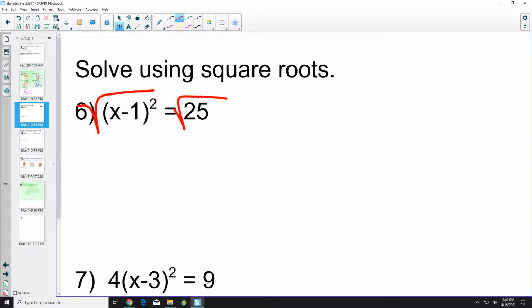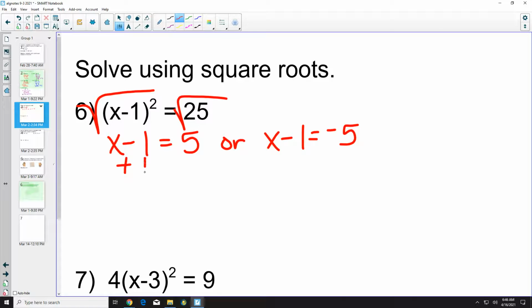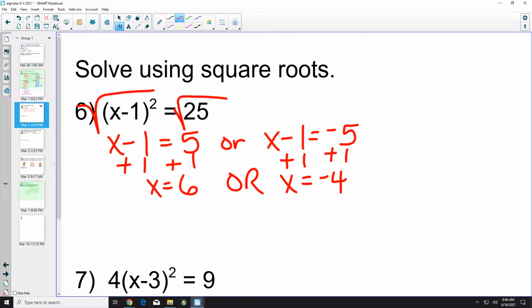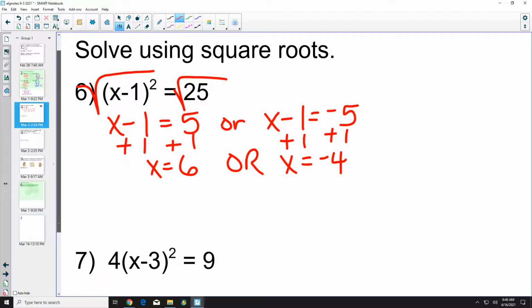The square root of (x minus 1) squared is x minus 1. The square root of 25 is going to be a positive 5 and a negative 5. So we have x minus 1 equals 5 and x minus 1 equals negative 5. And then what we do is solve each equation for x by adding 1. One solution is x equals 6. If I add 1 here, my other solution is x equals negative 4. So x would equal 6 or negative 4.